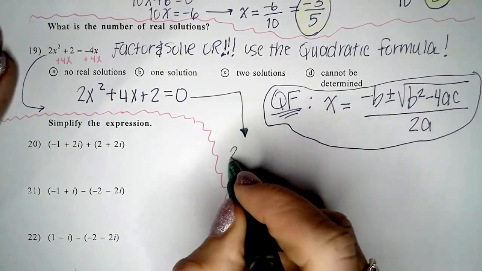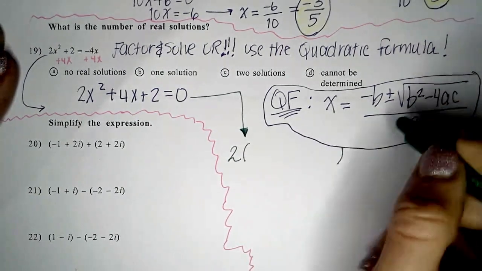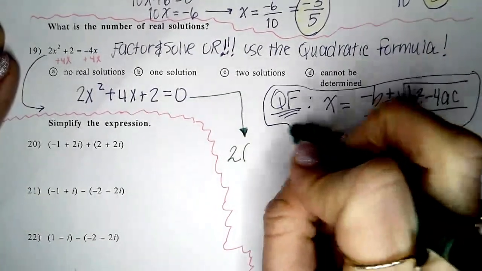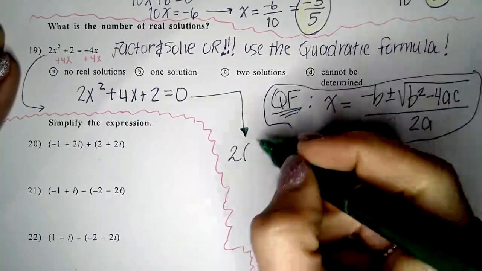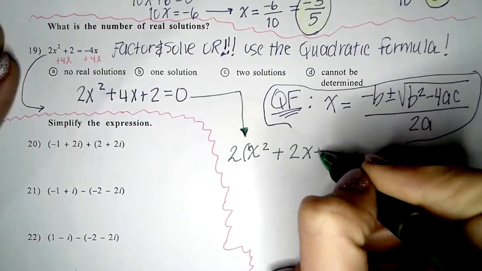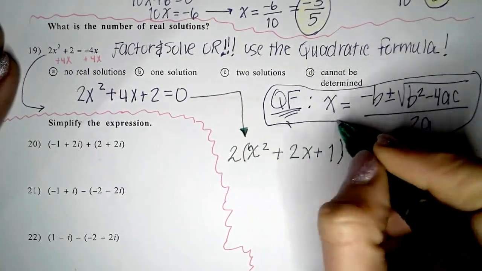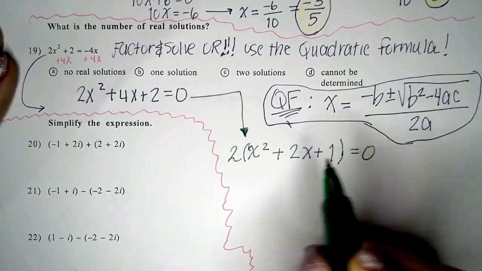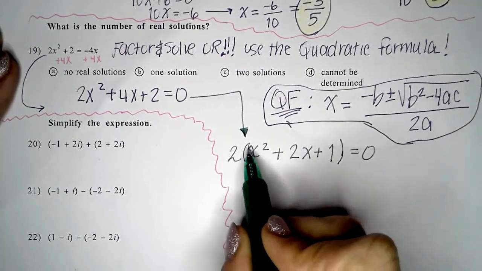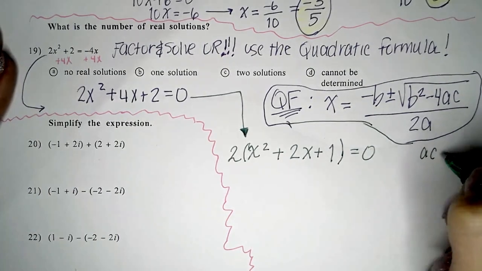2. So I'm going to take the 2 out front. What's left inside after I take the 2 out front? x squared, what else? Plus 2x, plus 1, good, equals 0. Now, if you do the AC method, I'm going to do 1 times 1, AC, equals 1.